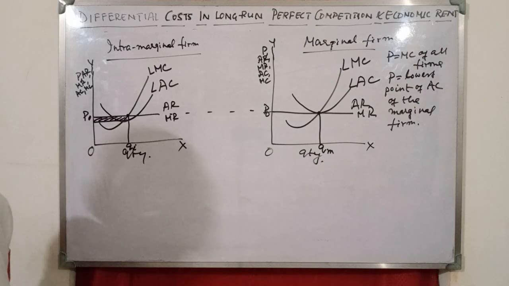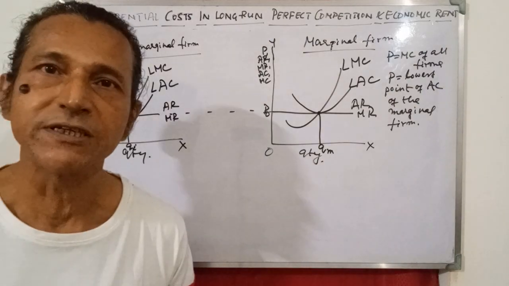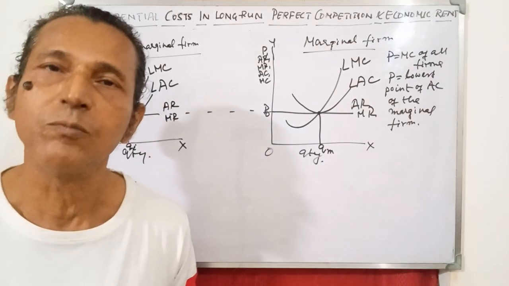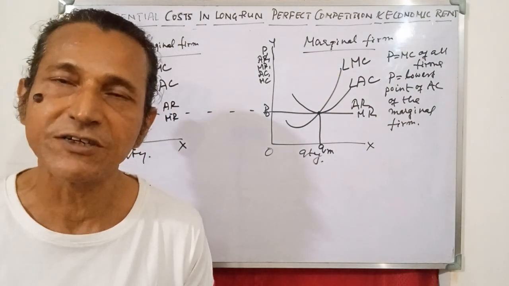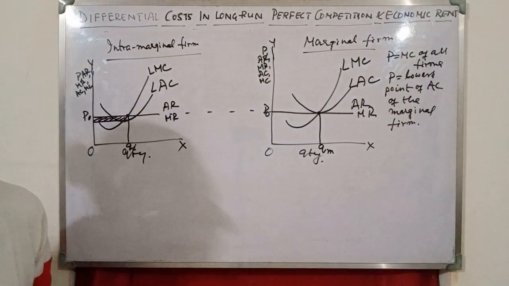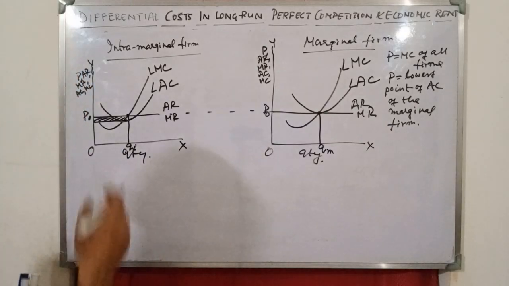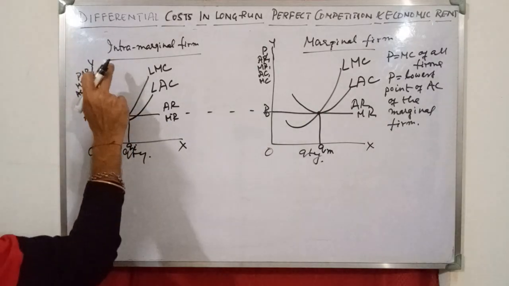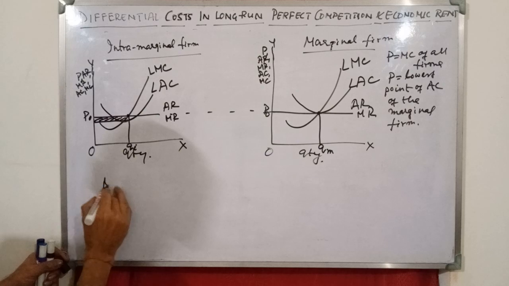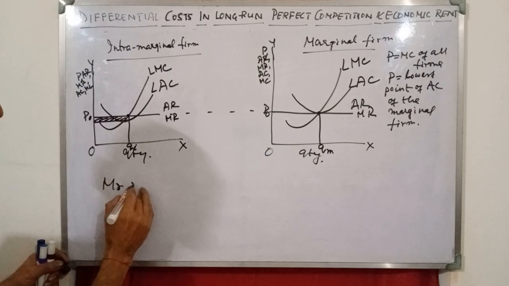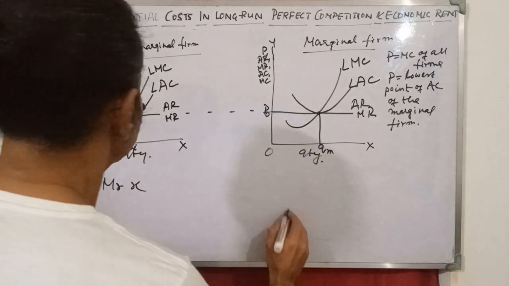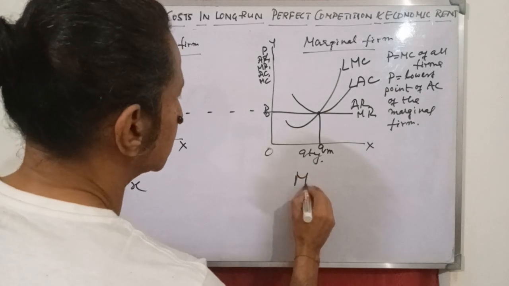Now, more efficient resources mean more costly than less efficient resources. Say for example, the manager of the intra-marginal firm is Mr. X, and the manager of the marginal firm is Mr. Y.